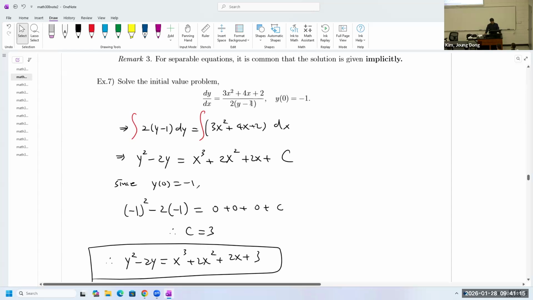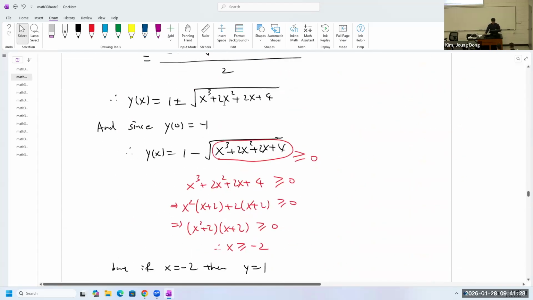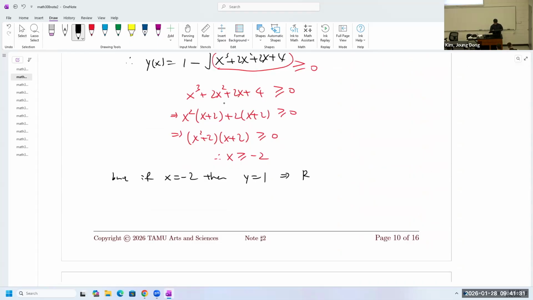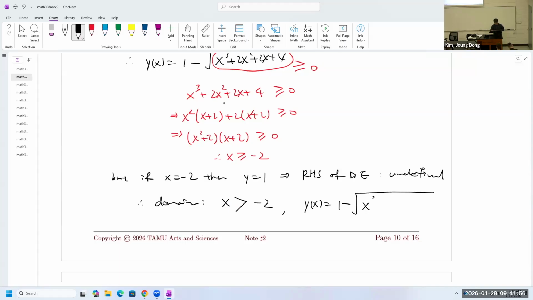Look at the problem. When y equals 1, what happened? Exactly, which means undefined. So look at that. The right-hand side of the differential equation is undefined. So your y cannot be equal to 1. In other words, your x cannot be -2, right? Therefore, the domain of this problem is x strictly bigger than -2. Okay, then your solution is 1 minus the square root of (x cubed plus 2x squared plus 2x plus 4). That is my conclusion, okay?